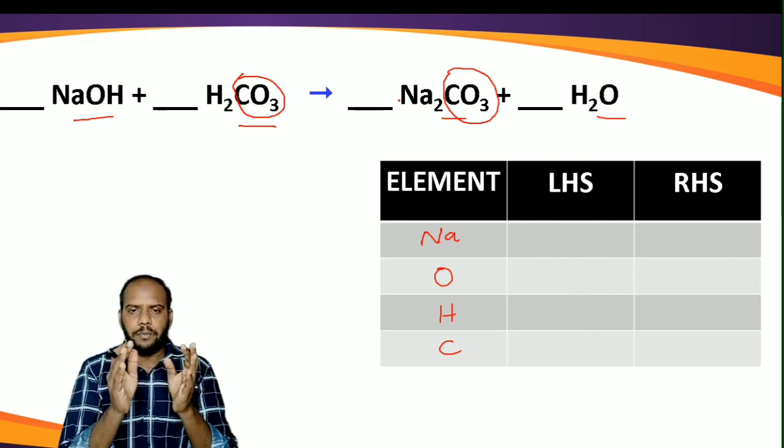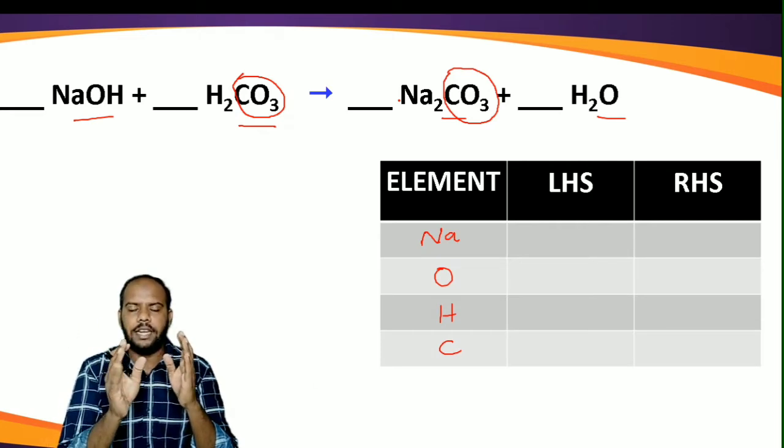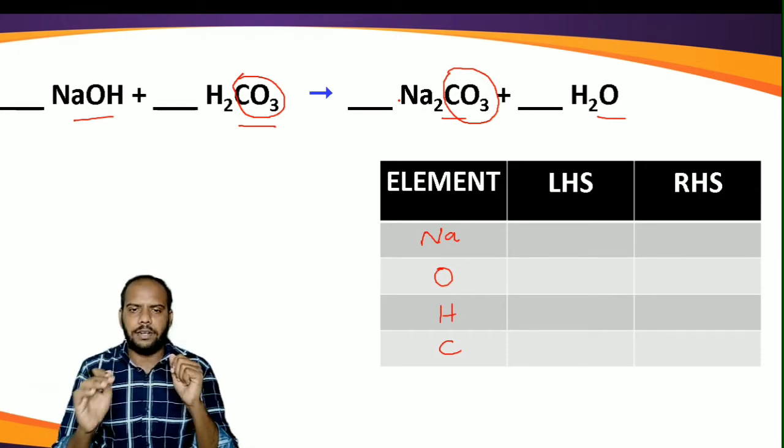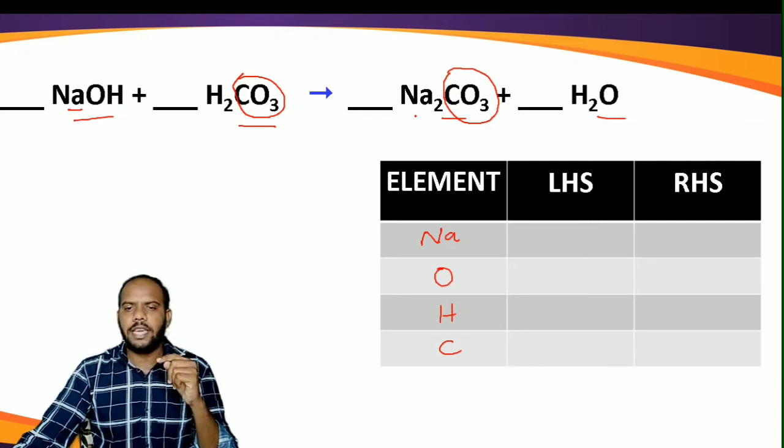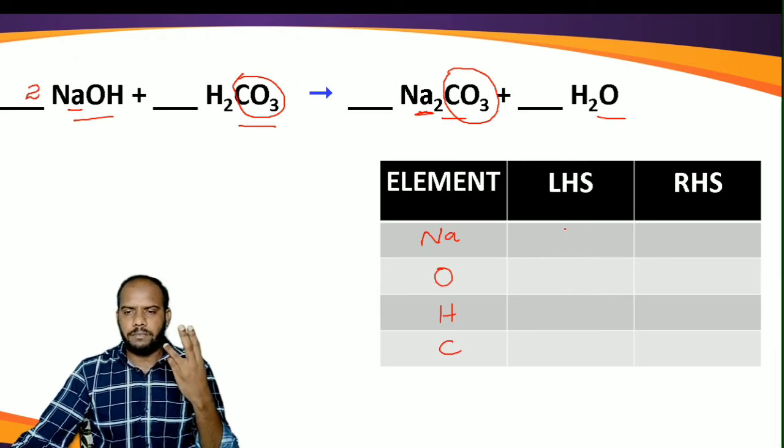Whenever a group of elements, otherwise a compound, appears on both sides the same, you should not count it; at the last you can keep the number. Okay, so I am doing the same. First one, sodium. How many sodium? One sodium. Here how many sodium? Two sodium. So what do I do? Here I wrote two sodium. So sodium is balanced. Two sodium. Got it? Yes.